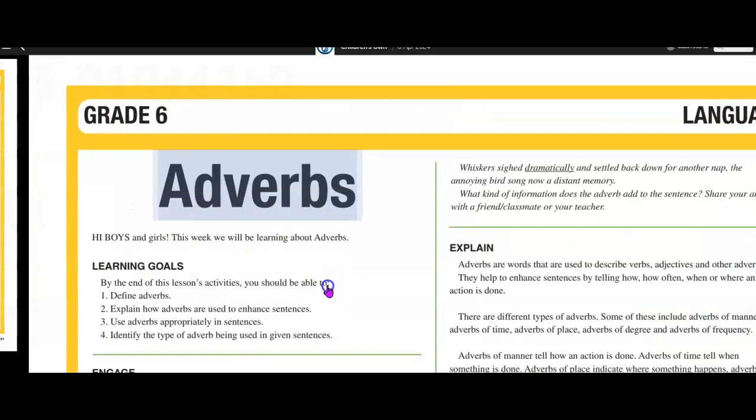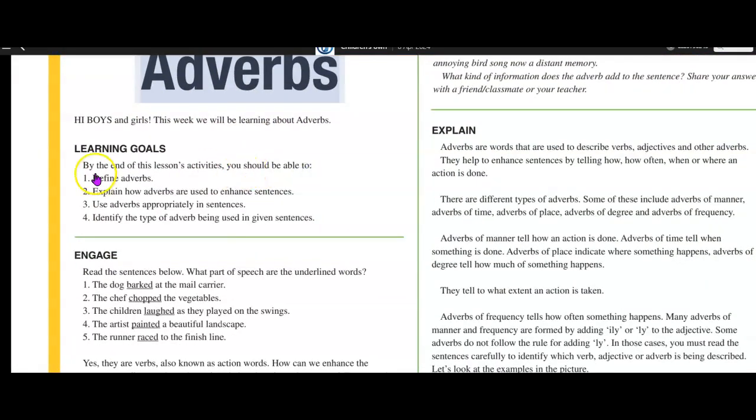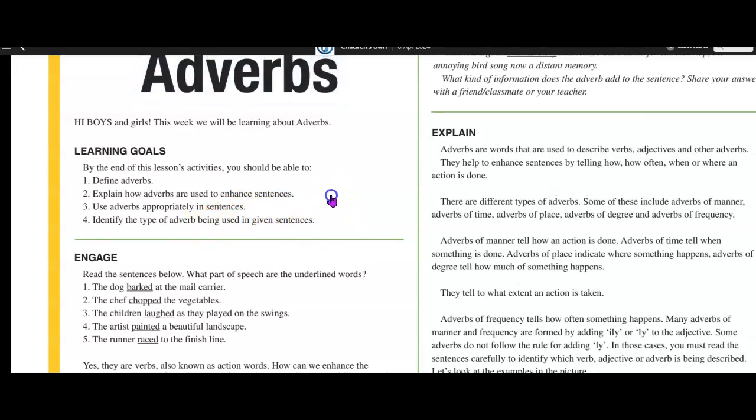So in this episode, we were looking at adverbs. You should now be able to define adverbs, explain how they are used to enhance sentences, use them appropriately in sentences, and you should be able to identify the type of adverbs being used in given sentences.